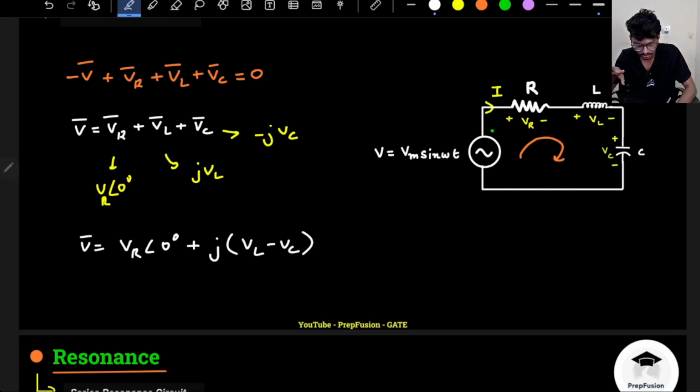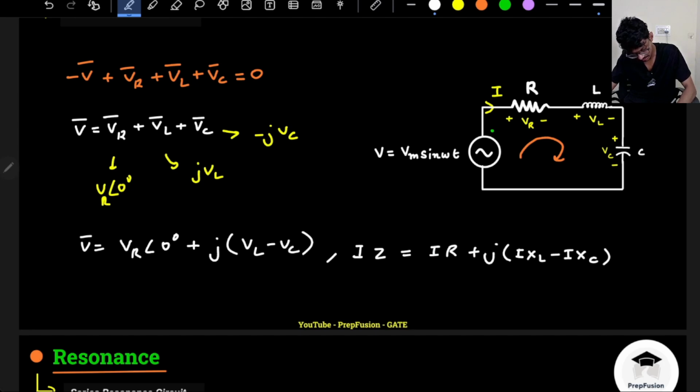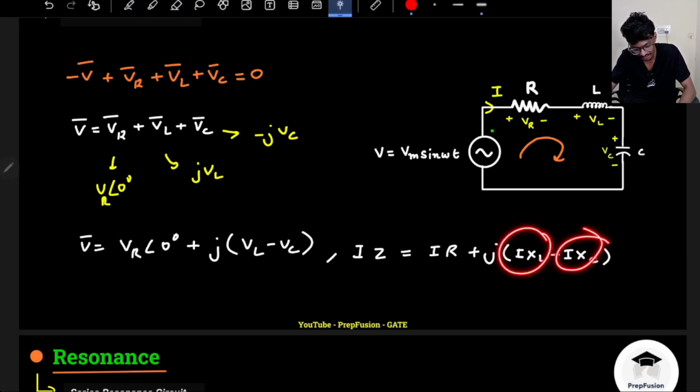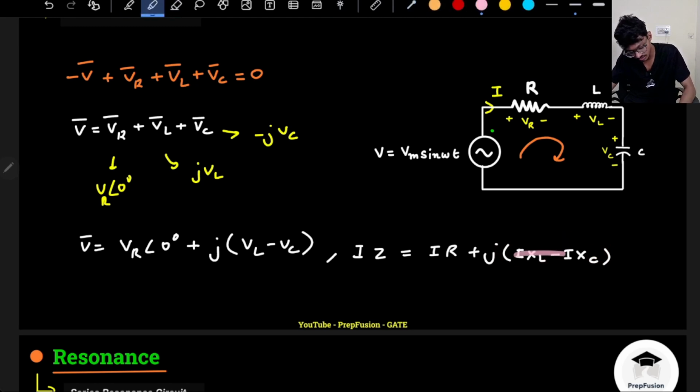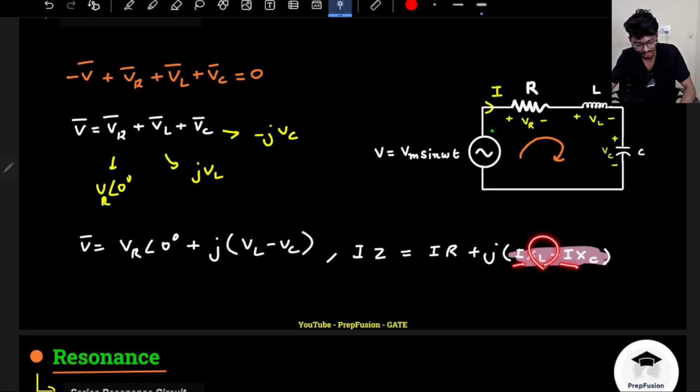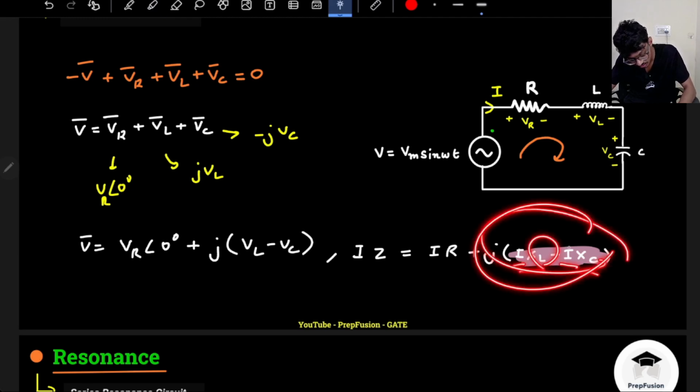Okay, so in resonance, one more thing happens: I can write this further. What is V? V is I into Z, correct? I into impedance, which is equal to I into R plus j I into XL minus I into XC. Z is R plus jX, that I know. But from there, what I can say is XL is XC, right? So if XL is XC, these two are the same, that means they will cancel each other. Because I is common and XL equals XC, this will be 0.